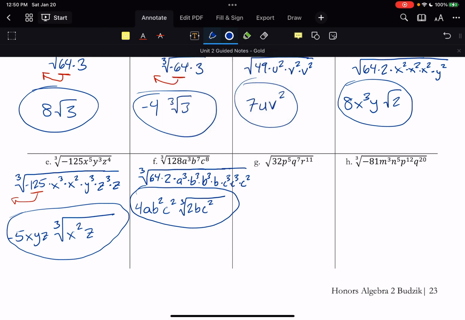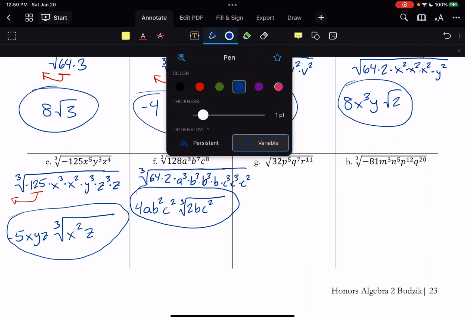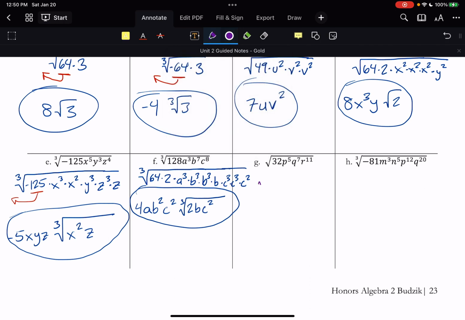All right, g, I have the square root of 32, p to the 5th, q to the 7th, r to the 11th. So I know 32 is 16 times 2. So it's going to be 16 times 2 times p squared, p. I'm not going to write out the expansion stuff anymore. So p to the 5th, q to the 7th, r to the 11th. Just remember, if you need that to write it out, go ahead and write it out.